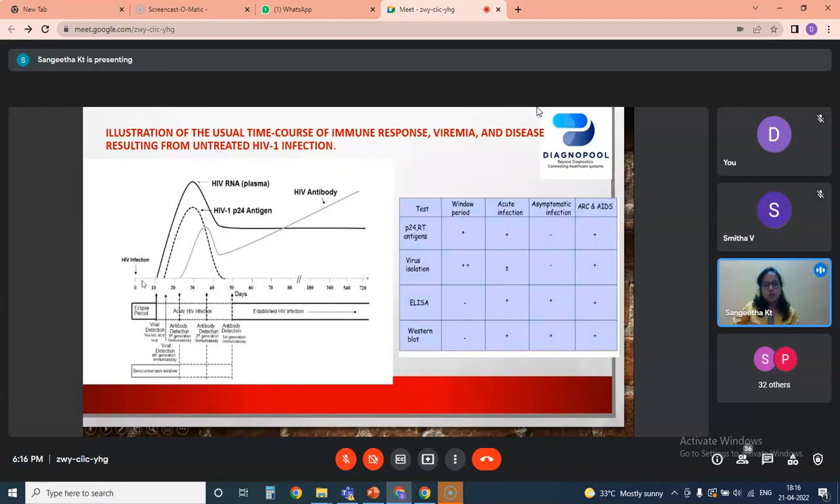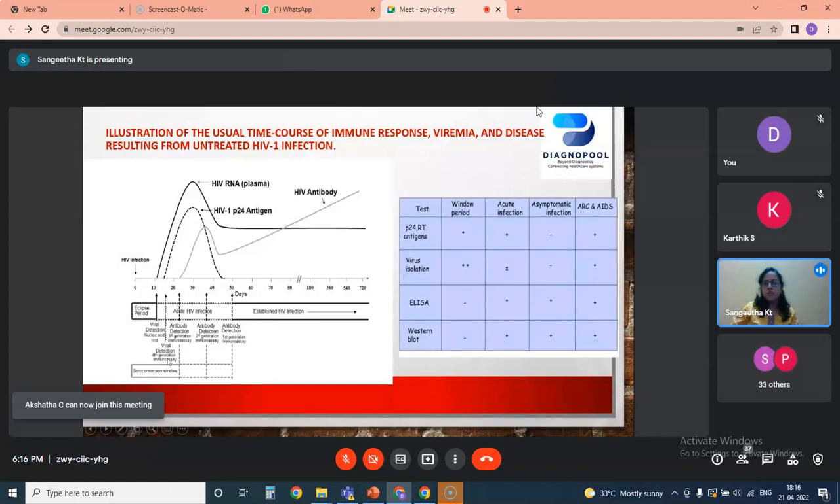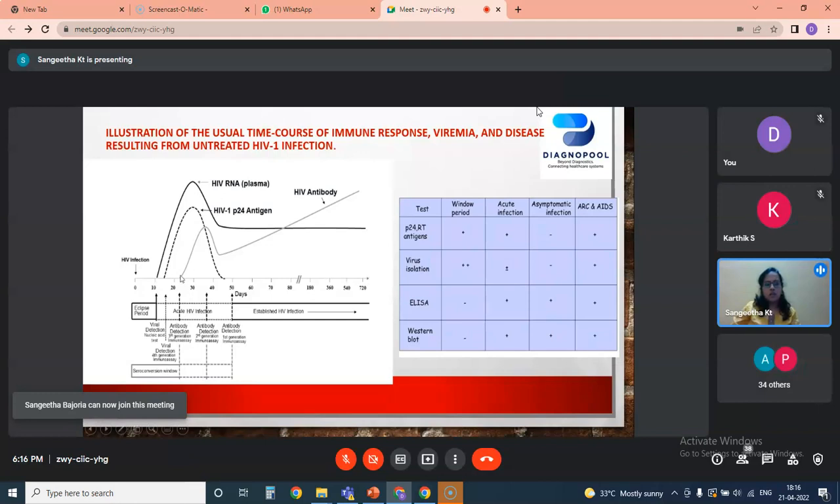So you can see here the RNA is the earliest, which you can detect within 11 days of exposure, shortening the window period. Then at 2 weeks you have the HIV P24 antigen, which can be picked up by various fourth generation ELISAs, which I will be talking about later. Next, at 3 weeks the antibodies develop and you can use the various ELISA platforms which can detect the antibodies. So these are the tests for each stage, as there is a window period. I am again stressing this point.